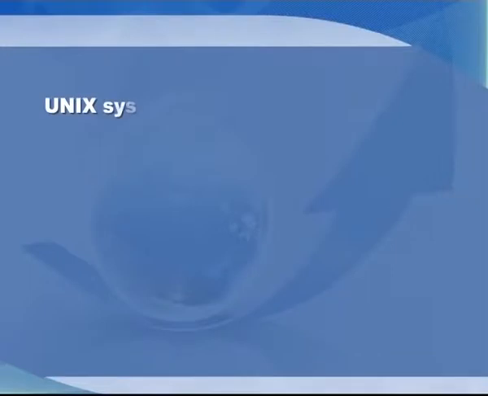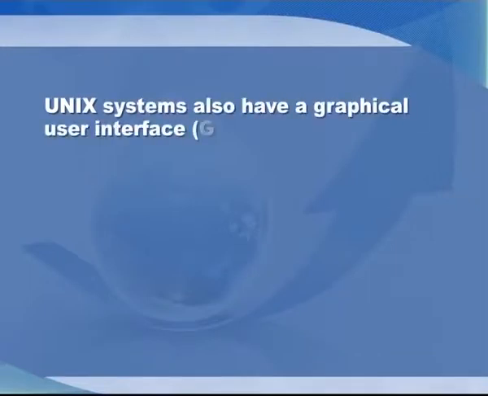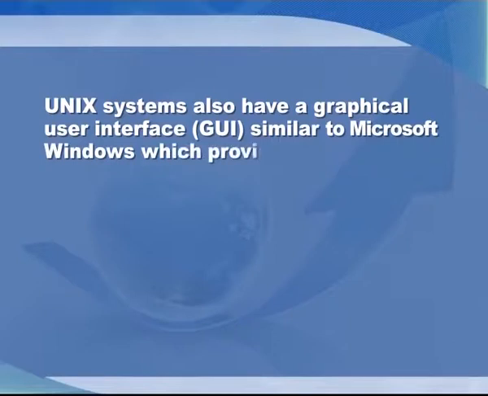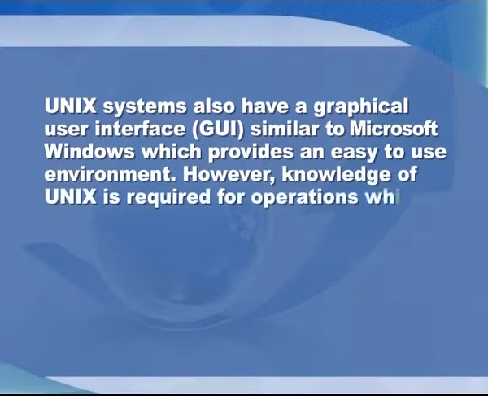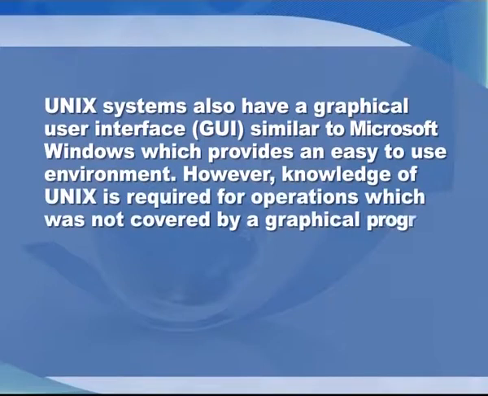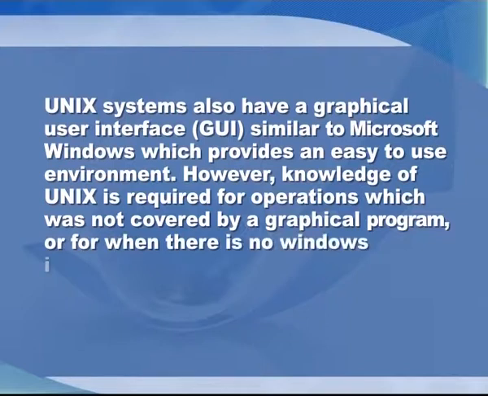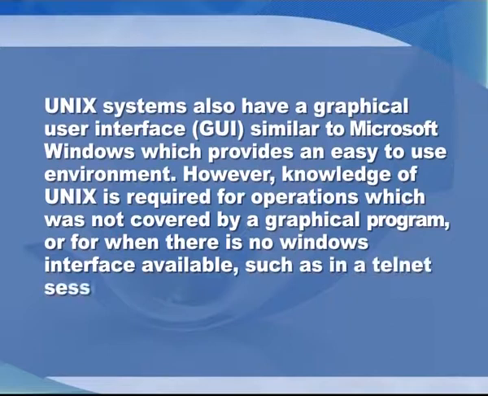UNIX, like other operating systems, is a layer between the hardware and the applications that run on the computer. It has functions that manage the hardware and functions that manage executing applications. UNIX systems also have a graphical user interface or GUI similar to Microsoft Windows, which provides an easy-to-use environment. However, knowledge of UNIX is required for operations which are not covered by a graphical program, or for when there is no windows interface available, such as in a telnet session.